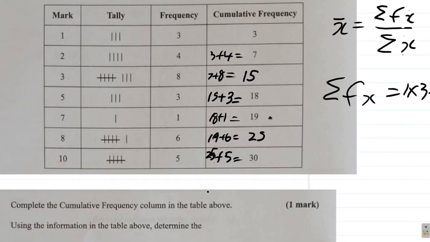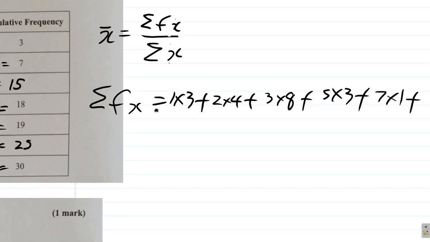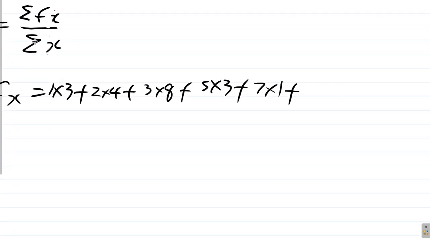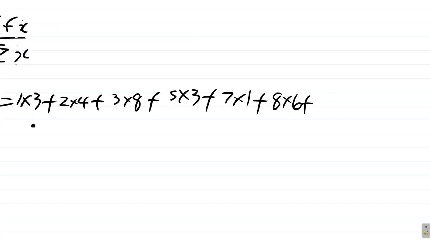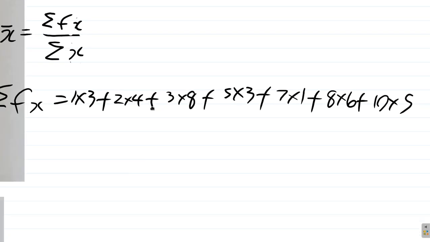And there is 7 marks. There is 1 of them. Only 1 got 7. So 7 marks times 1 plus. Then there is 8 marks, and there are 6 of them who got 8 marks. So it's 8 marks times 6 plus. Then you have 10 marks, and there are 5 of them who got 10 marks. So it's 10 marks times 5.